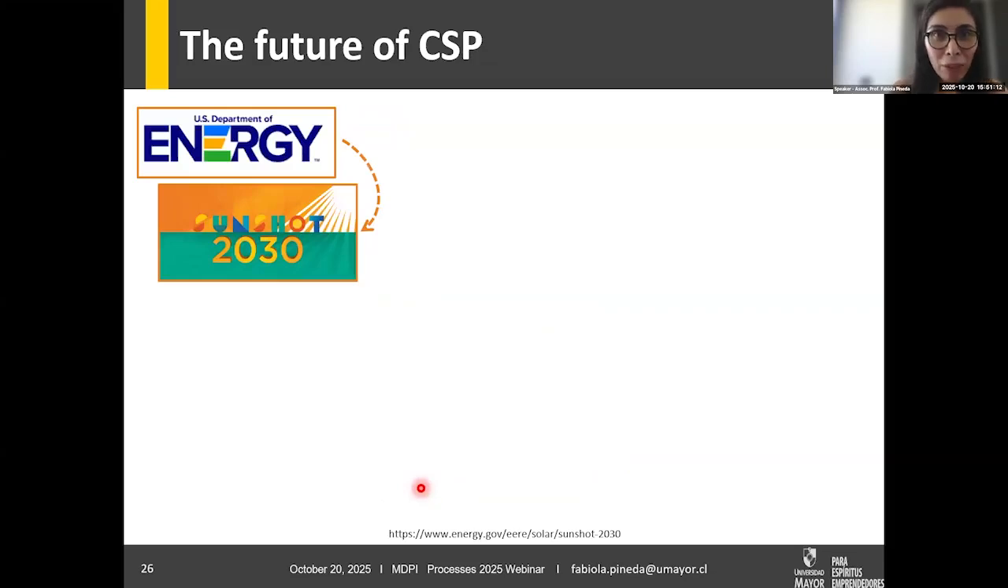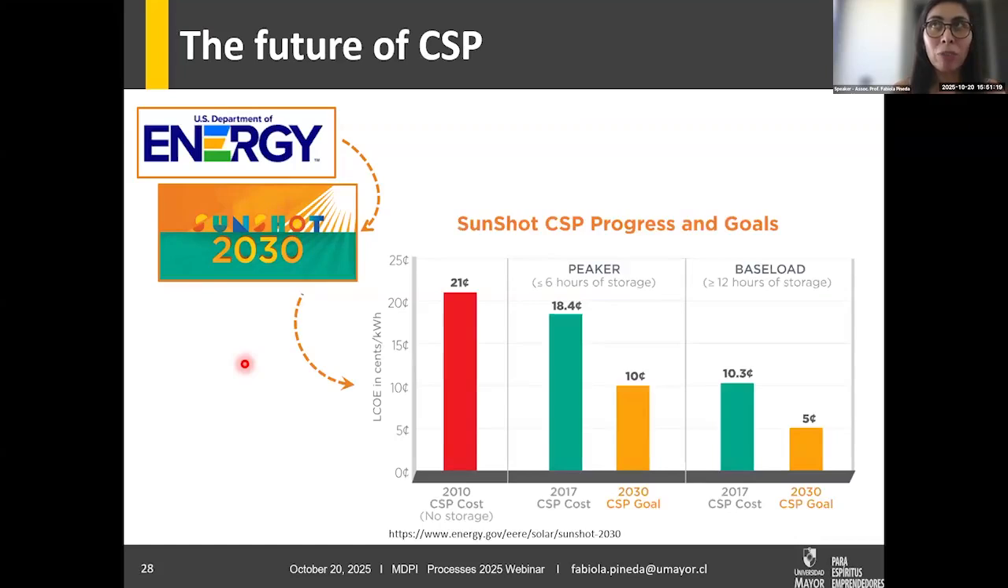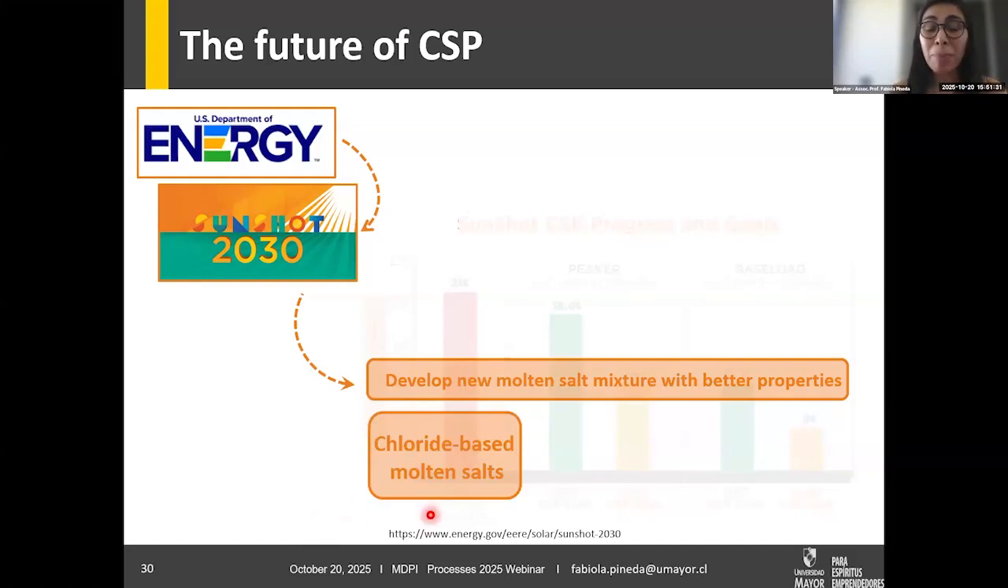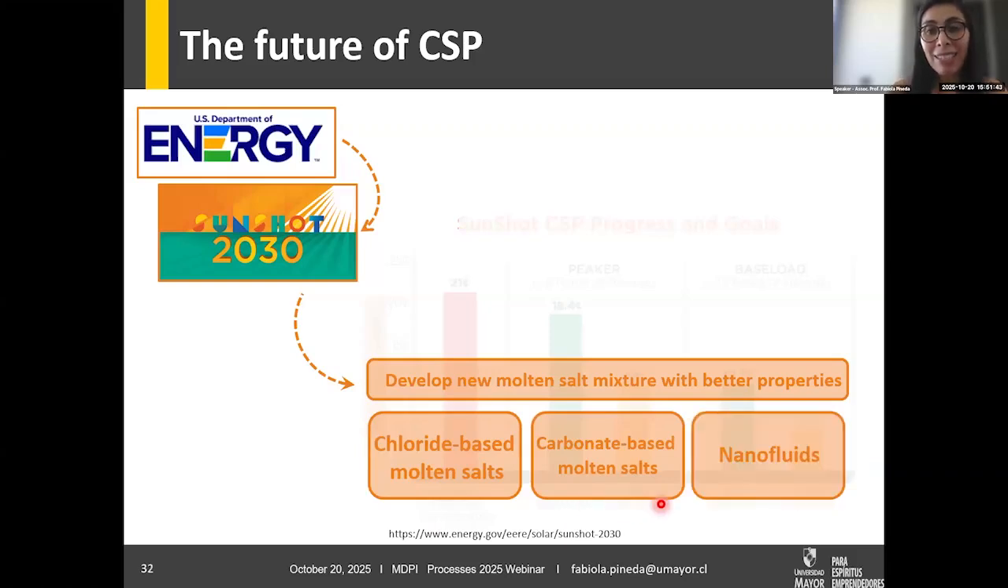But this is not the end for CSP plants because there is a project called SunShot that is looking to reduce the cost of this type of technology, and this can be reached developing new molten salt mixtures. So one idea is to use chloride molten salts, and maybe this is going to produce a question in all of you because chloride is really corrosive. Another alternative is carbonate mixtures of molten salts. And the third alternative is nanofluids.